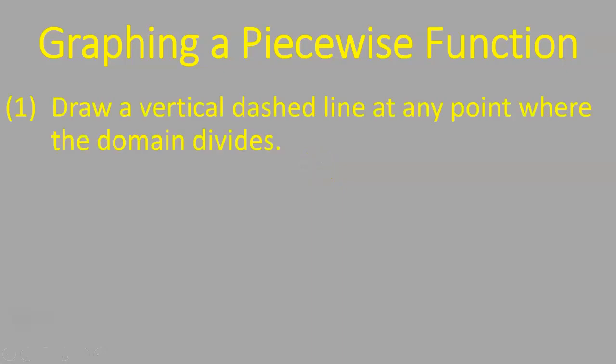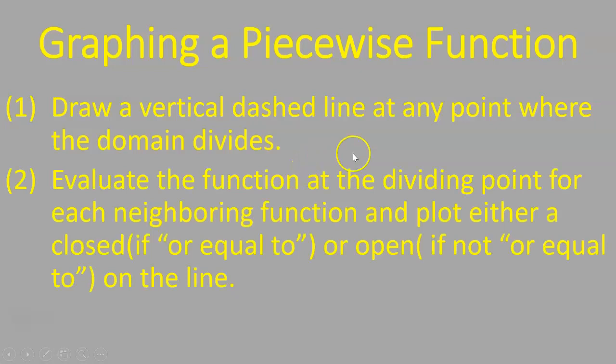Now you could be asked to graph a piecewise function. You're going to see different techniques based on who you ask. I find this to be the best technique. Draw a vertical dashed line at any point where the domain divides. That could be one point, which is the most conventional, but it could be multiple points based on what you're working with. Step 2 is evaluate the function at the dividing point for each neighboring function and plot either a closed circle if or equal to, or an open circle if not or equal to, on the line.